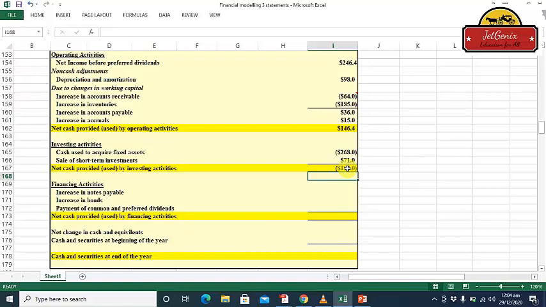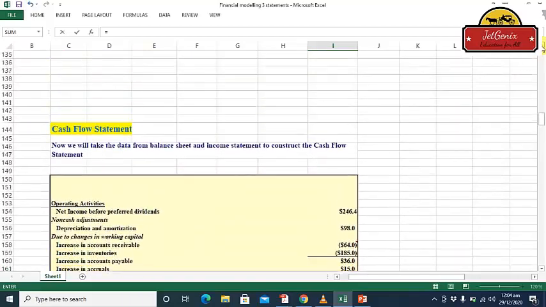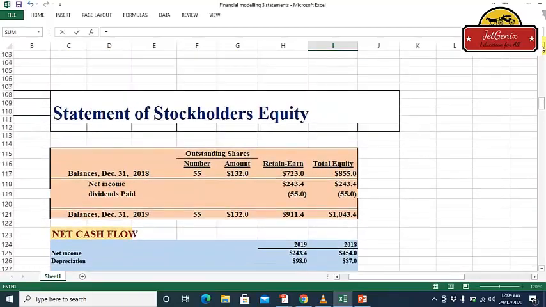Okay, but the investing activities has a negative amount, while the operating activities has a positive amount. Now again come to the financing activities, and here we are going to calculate the increase in notes payable. Press equal and go to the balance sheet and find the notes payable.